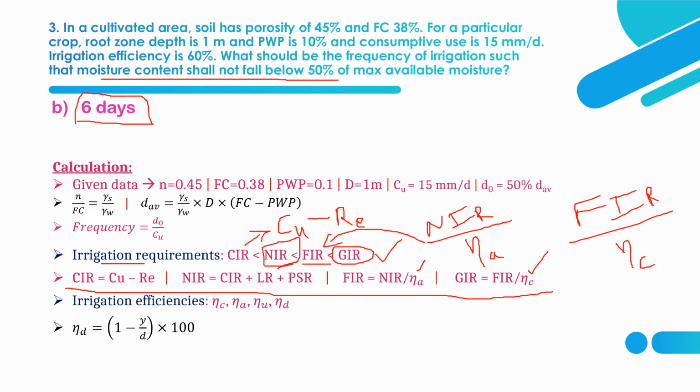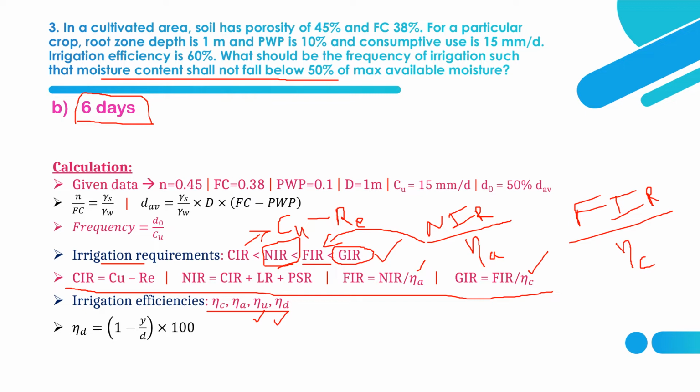Now we shall see the points regarding irrigation efficiencies. There are four things: conveyance efficiency, application efficiency, water use efficiency, and the last one, depth efficiency or distribution efficiency.